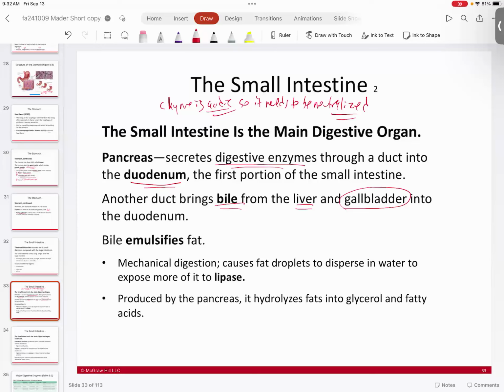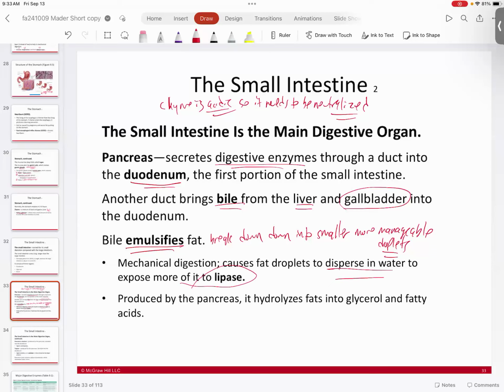Now, here's what bile does. First of all, bile's big job is to emulsify fat. Basically, what that means is you essentially break fat down into smaller, more manageable droplets. That's what an emulsifier does. So it causes these fat droplets to disperse in the water, and then it exposes them to a fat-digesting enzyme called lipase.